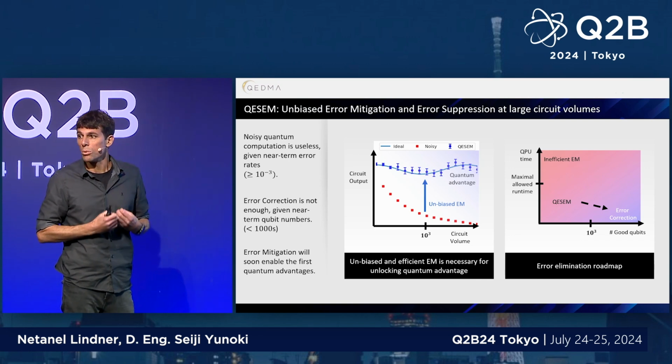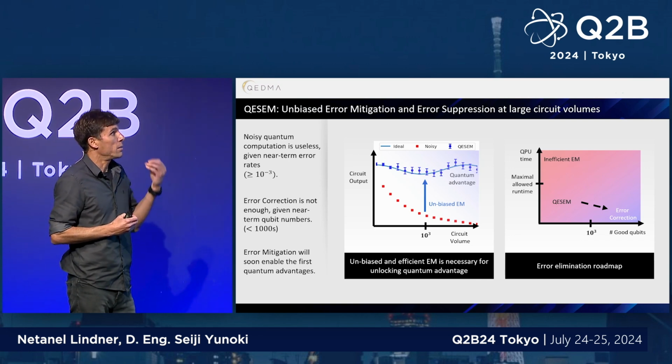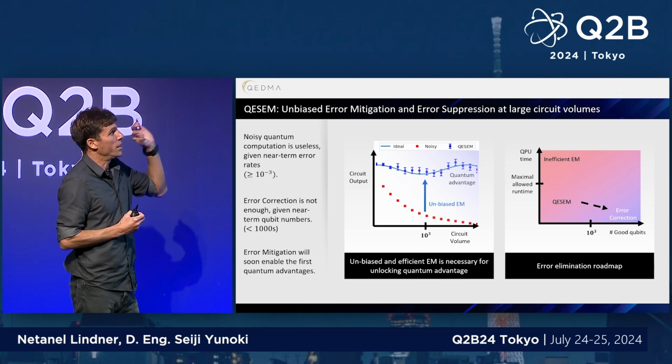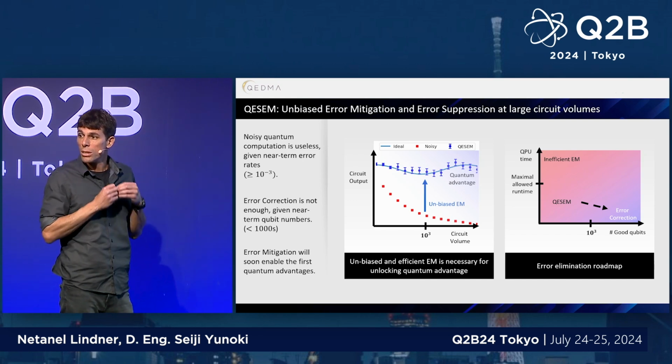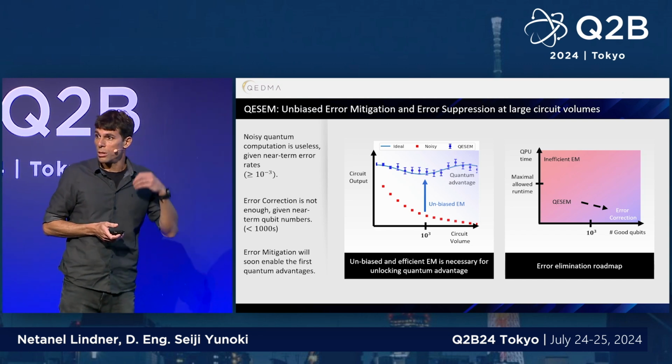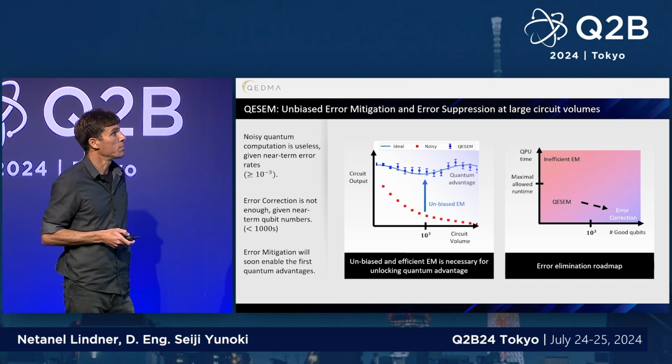Once you run your program with QESEM, you will get no systematic errors, and you'll get your ideal values as if you're running on an error-free quantum computer, and you'll get only statistical error bars, which can be reduced by running for a longer time.